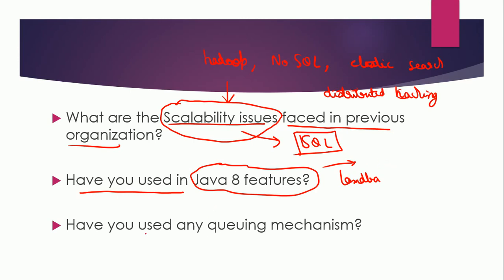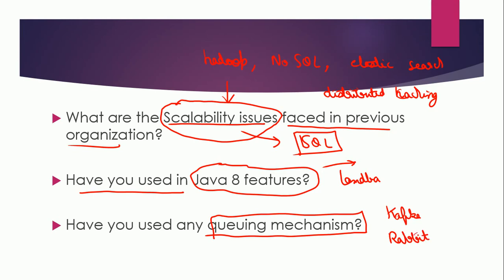Then the next question was, have you used any queuing mechanism in your application? You can say some queuing mechanism, maybe Kafka, maybe RabbitMQ, or any other queuing mechanism if you have used. If you haven't used any queuing mechanism, then you can say I haven't used it. But if you are saying about any queuing mechanism, then be careful, they will ask you several questions on that.